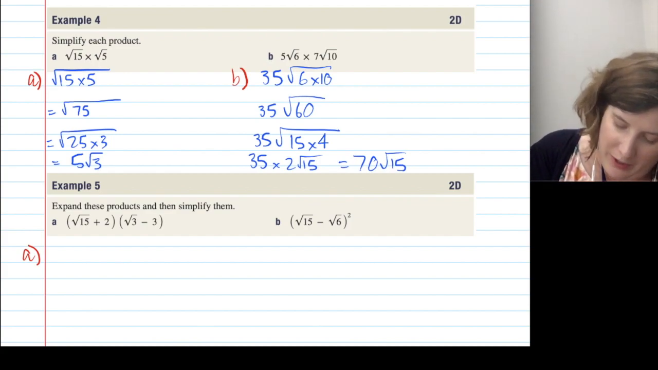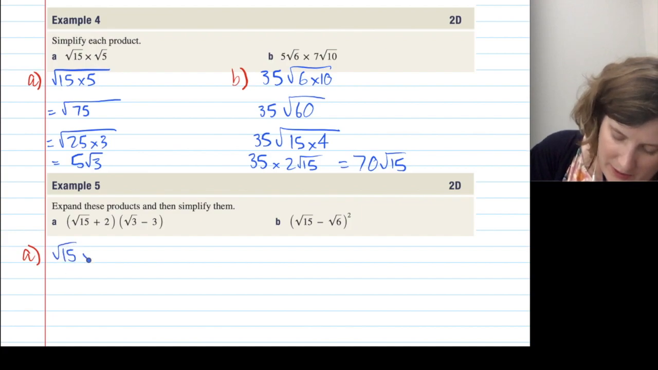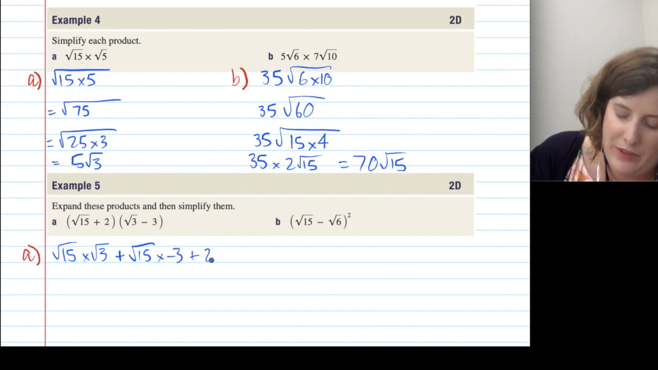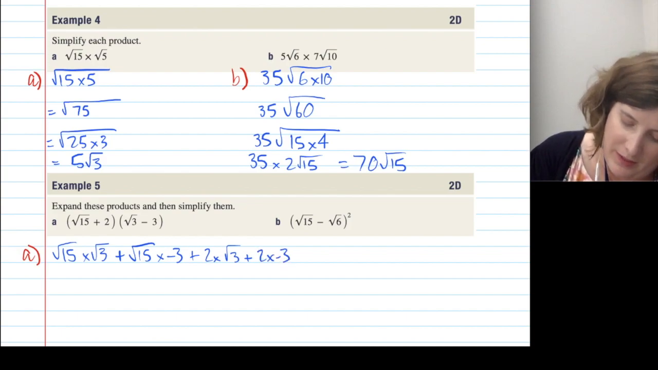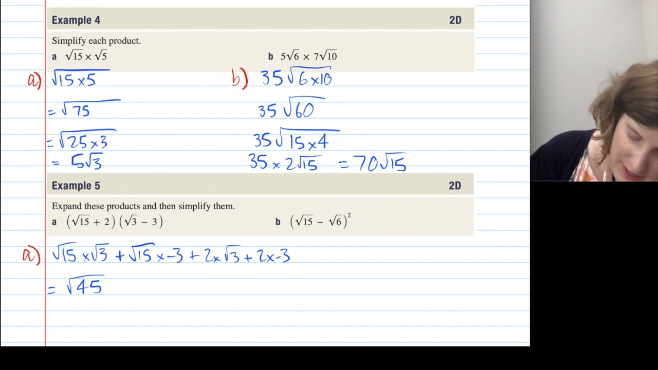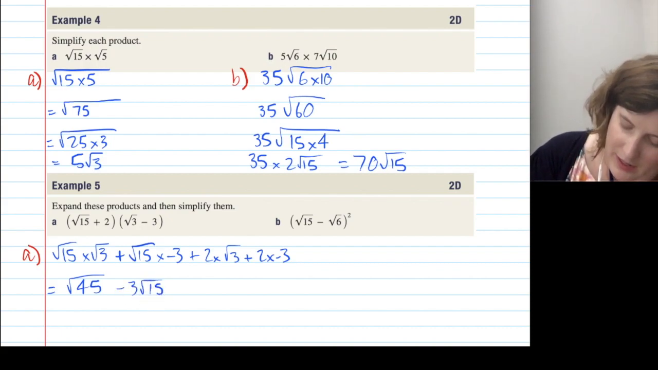Okay. So we've got first and first is root 15 times root 3 plus, first times the second, root 15 times negative 3, plus second times the first, 2 times root 3, plus second times the second, 2 times negative 3. Root 15 times root 3 is the same as root 45, plus, I shouldn't have gone straight into plus because root 15 times negative 3 is take 3 root 15. 2 root 3, there's nothing I can do there.